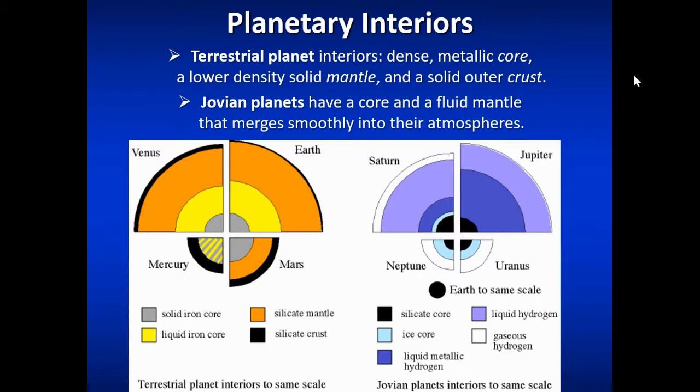And Mars is probably pretty solid with little or no liquid in there. And that's kind of how they differ. But they all have a metallic core and they all have a silicate rock crust.